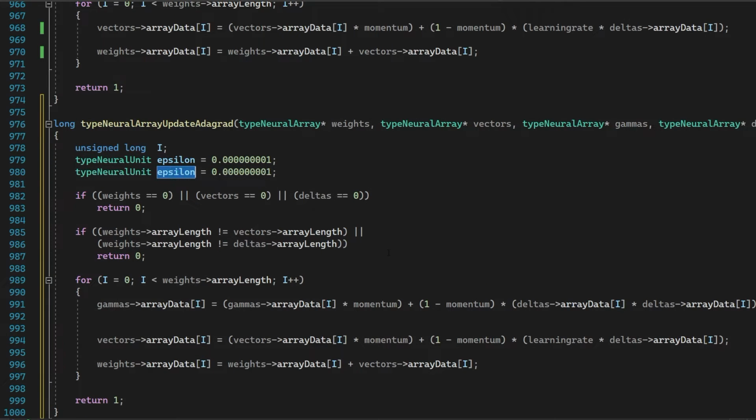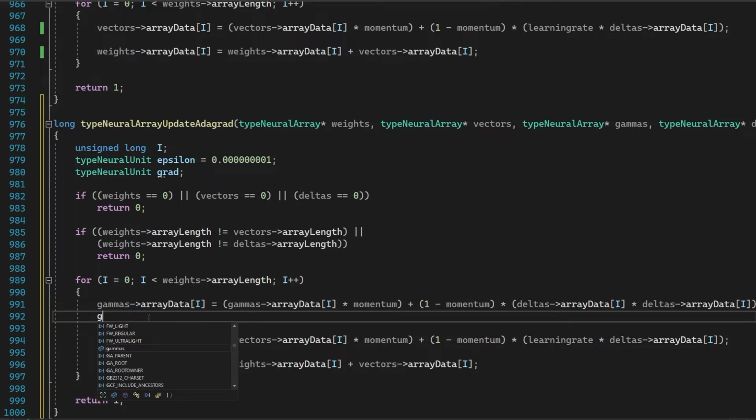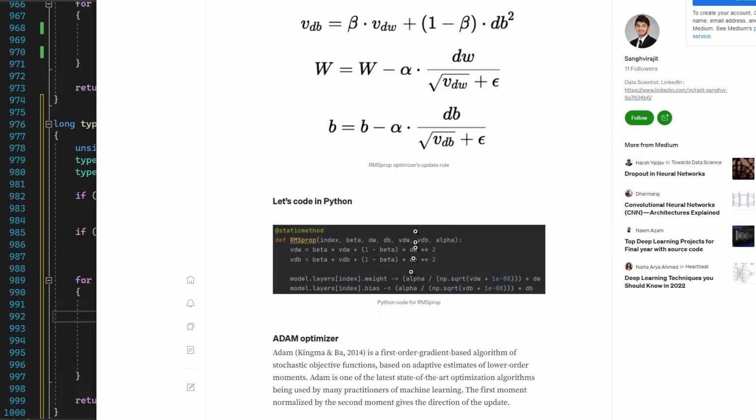Gradient. Grad equals. Okay, we're talking about this part right here. The square root of the vector, not the square root of the gamma plus epsilon. It's learning rate times the square root of the gamma plus epsilon.